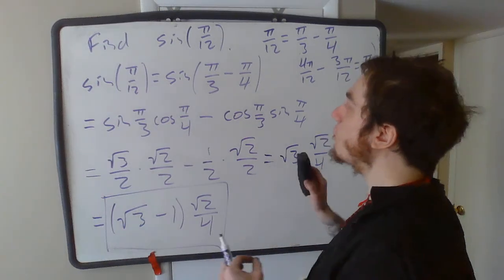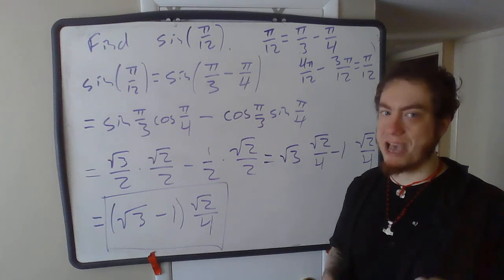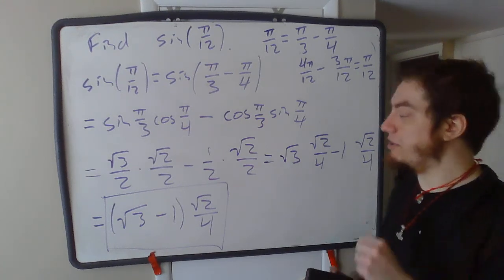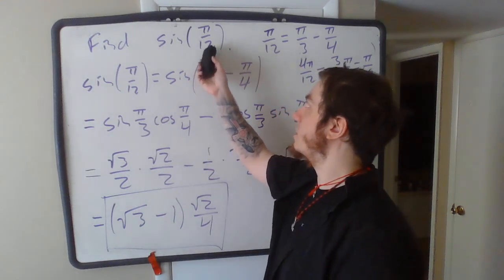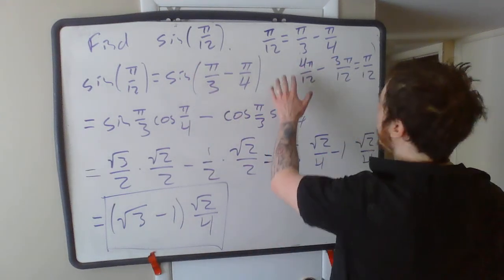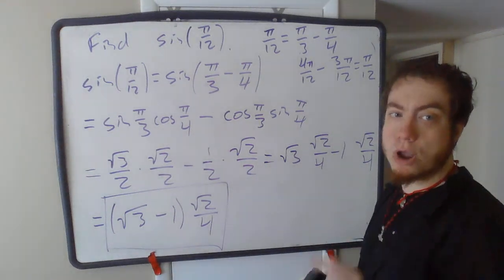So the basic approach for this kind of thing, and again, there are more examples in the MyMathLab stuff and in your book, is this: if you want to evaluate sine or cosine at some angle, see if you can write it as a sum or a difference of angles that you know.